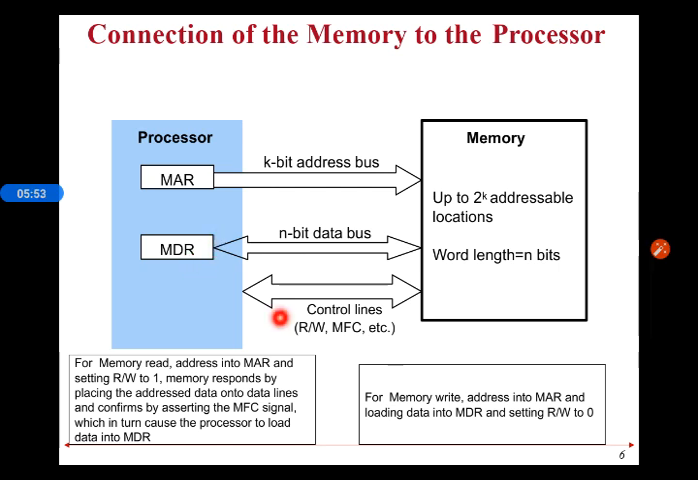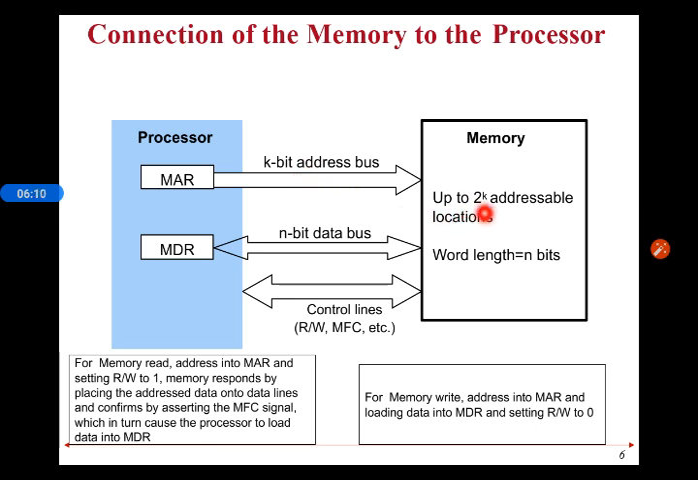Here in this case, we are assuming that the address bus is of length k bits and the data bus is of length n bits. So here we are using k-bit address lines. That means 2 raised to k locations can be addressed.